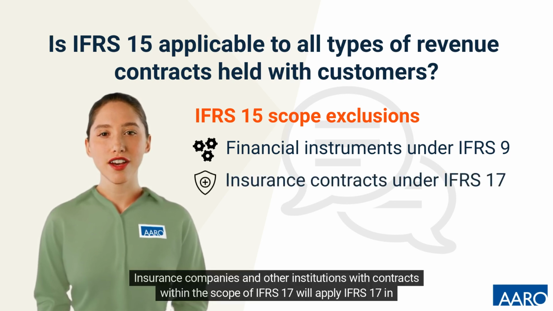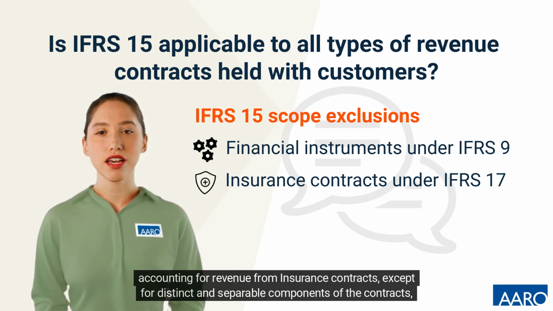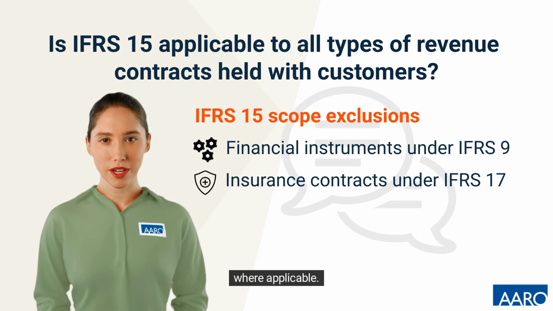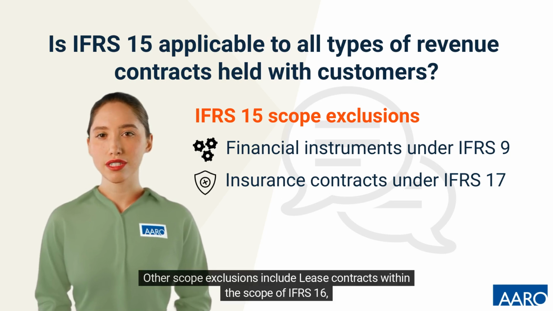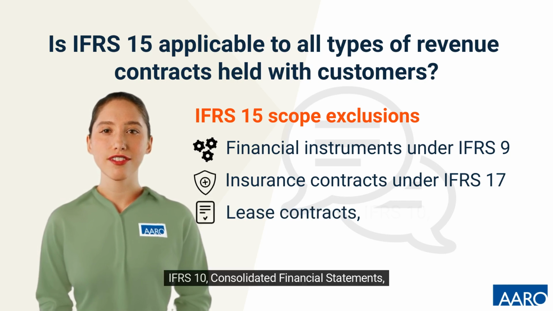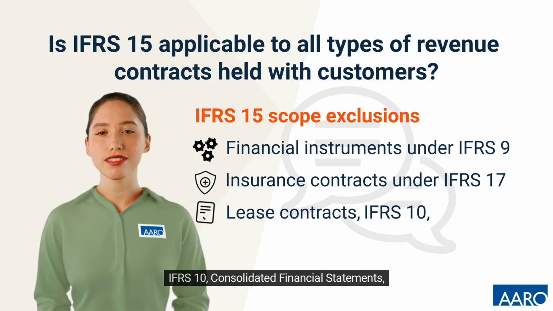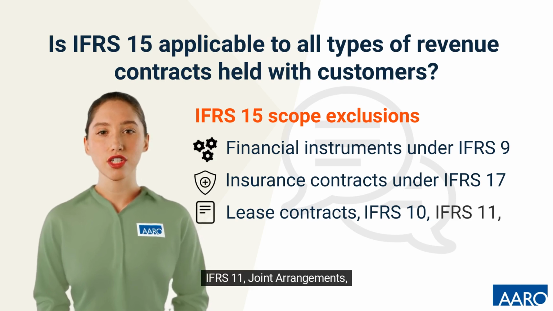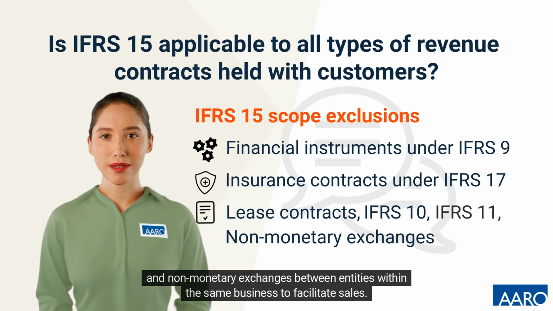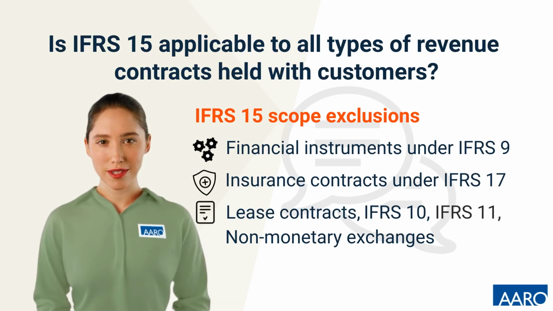Insurance companies and other institutions with contracts within the scope of IFRS 17 will apply IFRS 17 in accounting for revenue from insurance contracts, except for distinct and separable components of the contracts where applicable. Other scope exclusions include lease contracts within the scope of IFRS 16, IFRS 10 consolidated financial statements, IFRS 11 joint arrangements, and non-monetary exchanges between entities within the same business to facilitate sales.